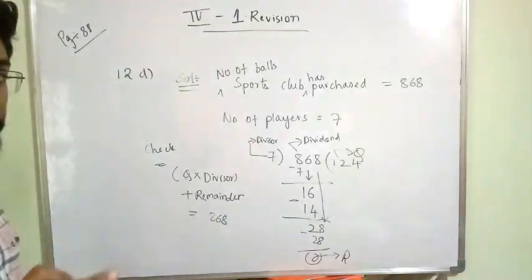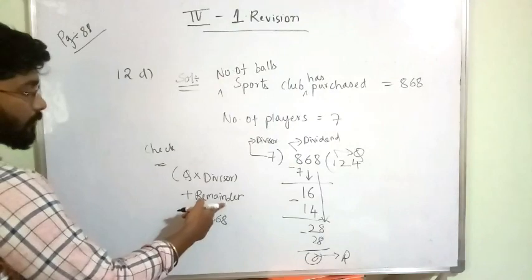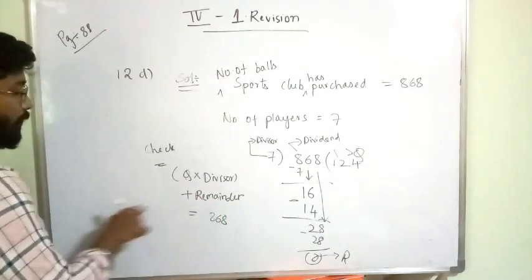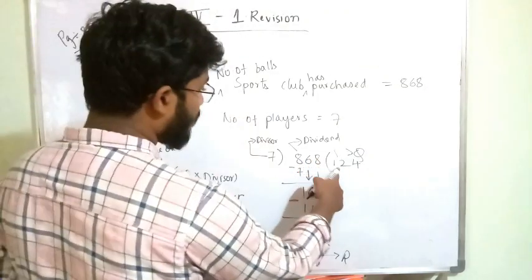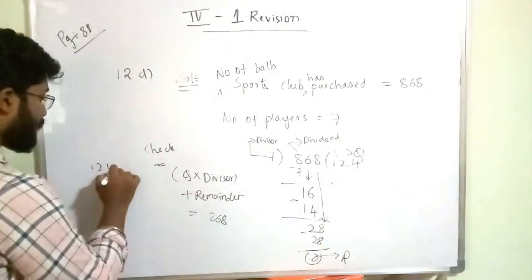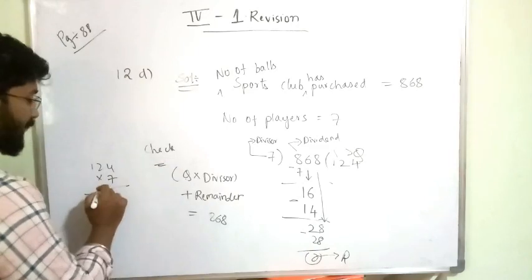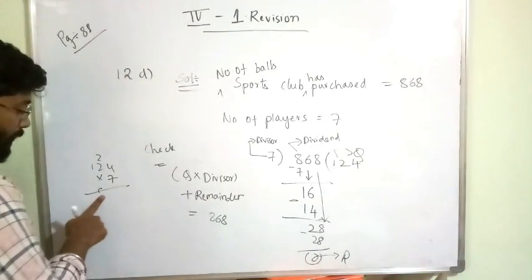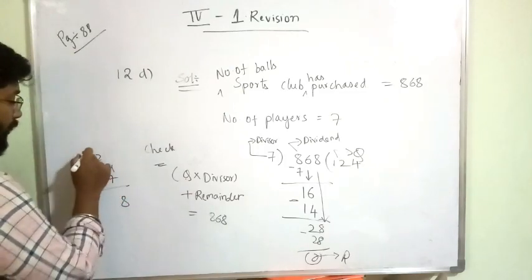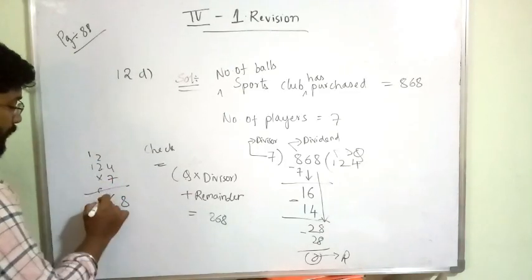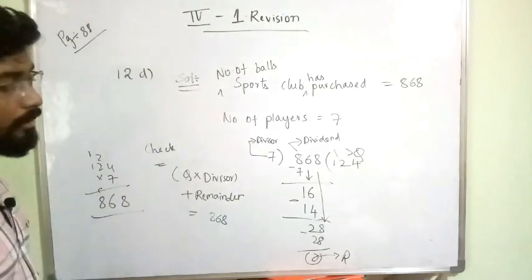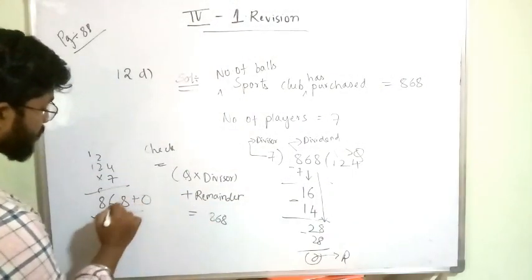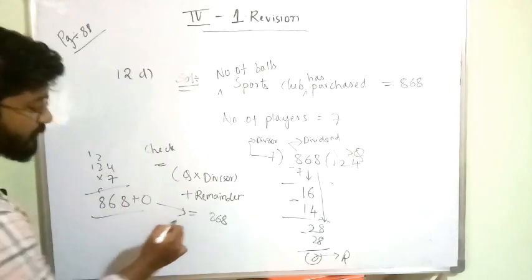Okay? 0 is having no value. So we are neglecting the remainder here. If you multiply the quotient into the divisor, that is 124 into 7, how much did we get? 868, no? How? 7 4s are 28, 7 2s are 14 plus 2, 16, 7 1s are 7 plus 1, 8. 868 is the dividend. Did we get this? Plus remainder 0. 868 plus 0 is equal to 868 only, no?